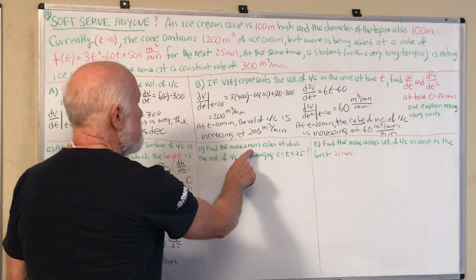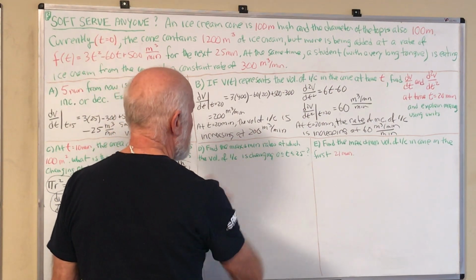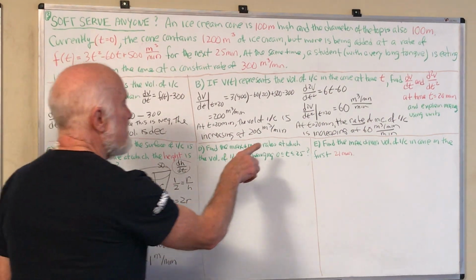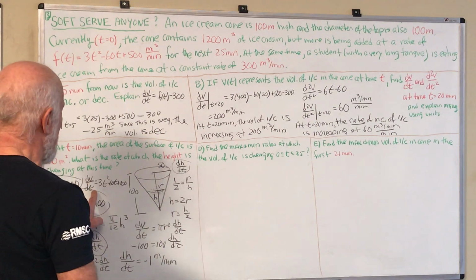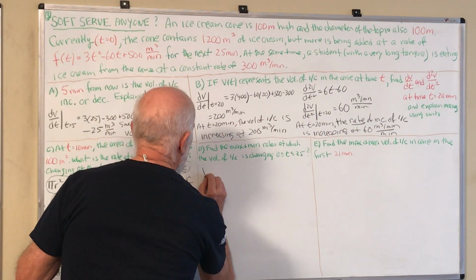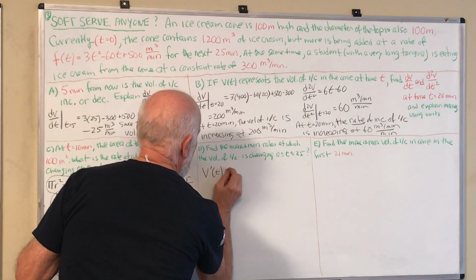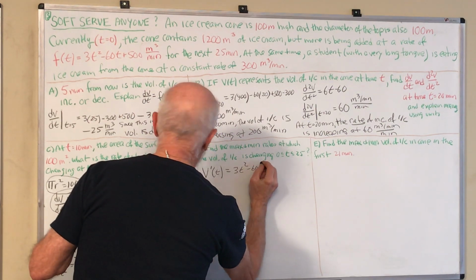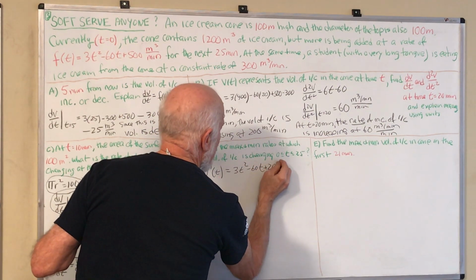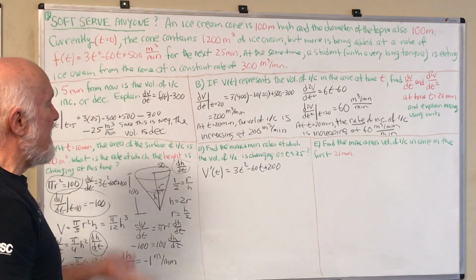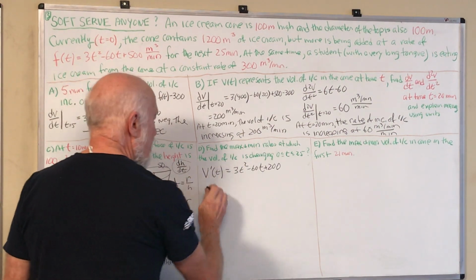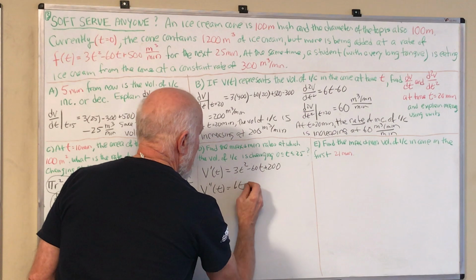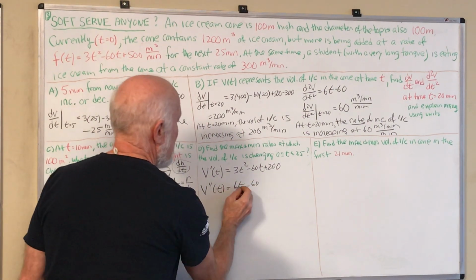Okay, find the max and min rates at which the volume of ice cream is changing. So this is a max-min problem. But I want to maximize and minimize the rate of change of ice cream, which we have right here. So it's 3t squared minus 60t plus 200. And we want to max and minimize this. So this is actually our function, so we take its derivative, and we get 6t minus 60.